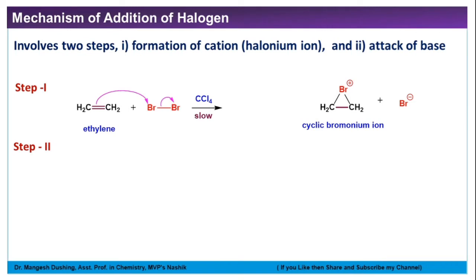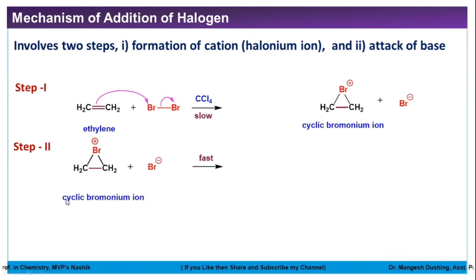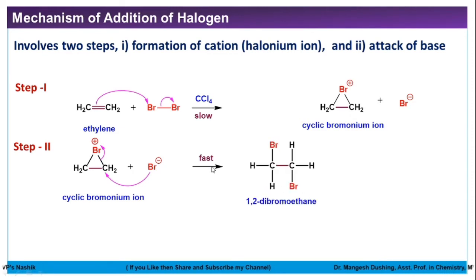So in this case, the base, that is Br minus, will attack on this cyclic bromonium ion. See here, this is the cyclic bromonium ion which is formed in the first step. This is the base, that is Br minus. Now Br minus will attack on this cyclic bromonium ion. But from which side? It attacks from the back side of the first bromine atom. This Br will attack from the opposite side, because from the front side there will be steric hindrance as well as electronic repulsion. That's why the second Br comes from the opposite side. This step is a fast step, and what you will get is 1,2 dibromoethane.